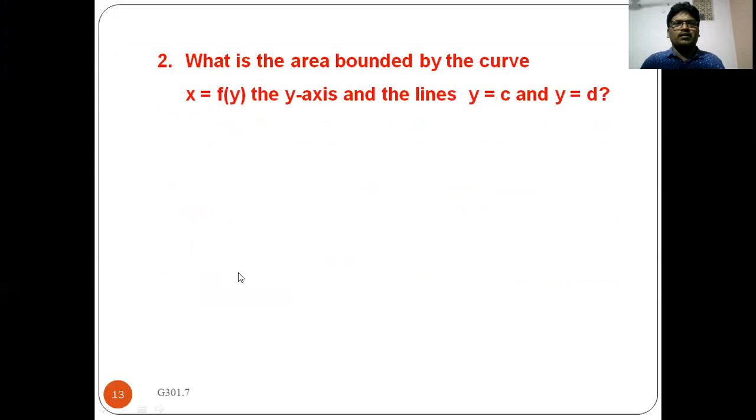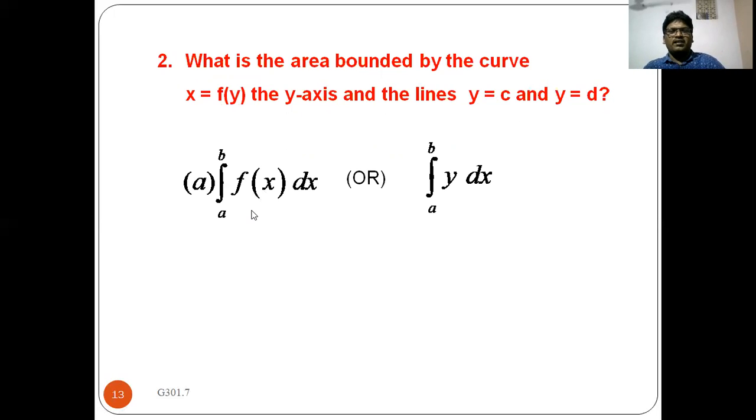Okay, next another problem is there. What is the area bounded by the curve y is equal to f of y, the y-axis and the lines y is equal to c and y is equal to d? Okay, so in the limits y is equal to c and y equal to d, we have to write the formula for x equal to f of y about the y-axis.